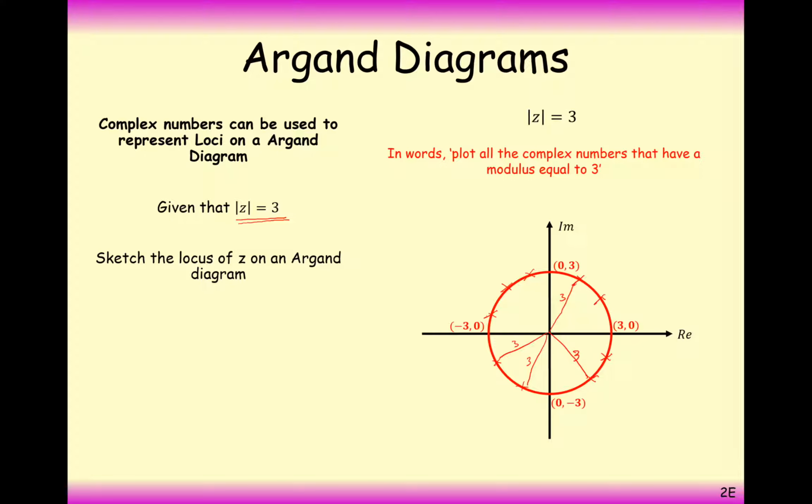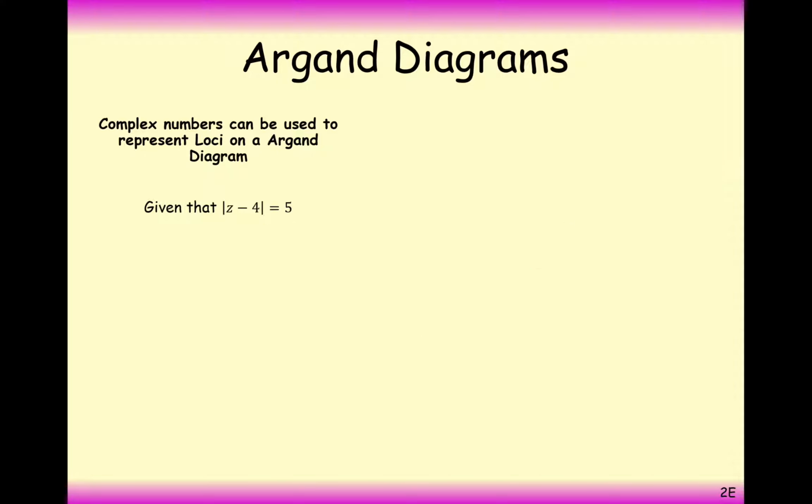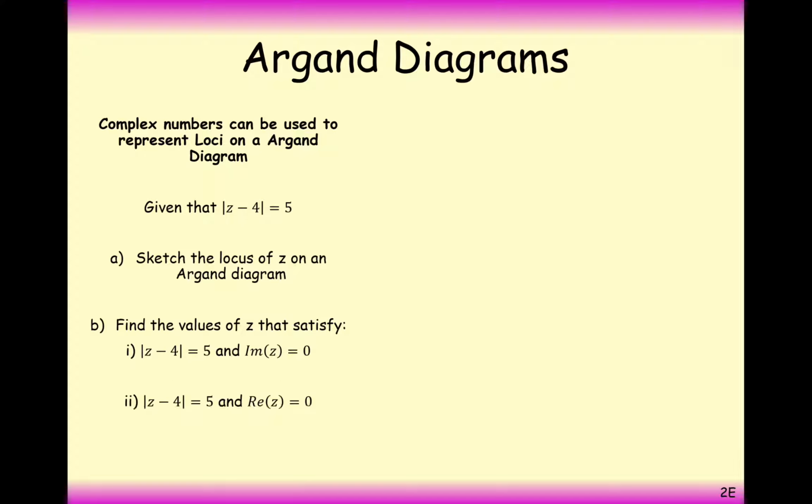And we could be asked to move this circle around as well. So for example, what will this locus of points look like? The modulus of z minus 4 is equal to 5. And we're going to be asked a couple of questions on this sort of diagram. When we see the modulus of z minus 4, think of this as a graph transformation. When we take away 4 from inside the brackets, we're actually going to move the diagram to the right by 4, and then it will be a circle of radius 5.